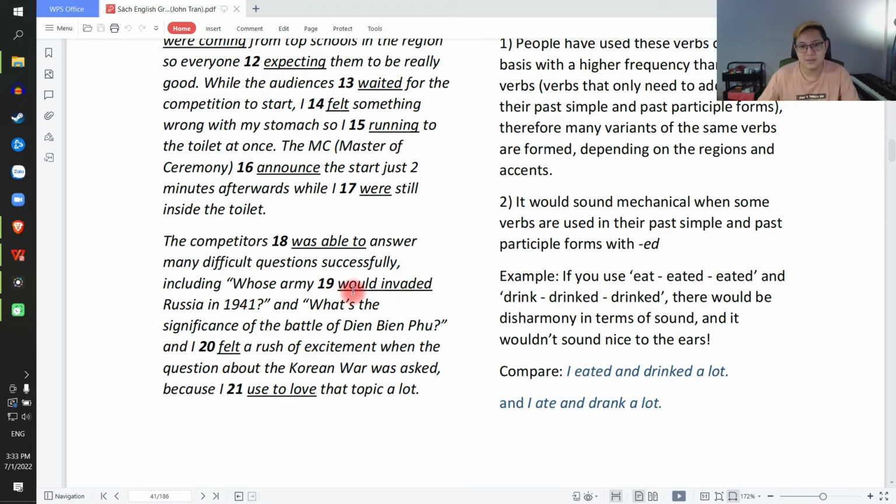Cái 19 này, cái hành động mà xâm lược nước Nga nó chỉ diễn ra một lần thôi, chứ nó không mang tính lặp lại, không mang tính giống như là một cái thói quen quá khứ, cho nên không thể là would invaded nữa. Nó phải là invaded. So it should be invaded because it's not a past habit.